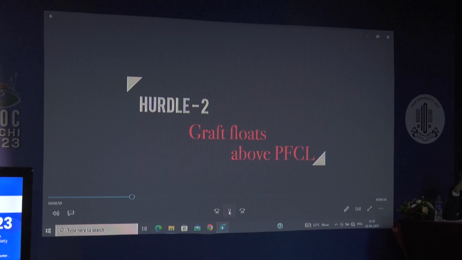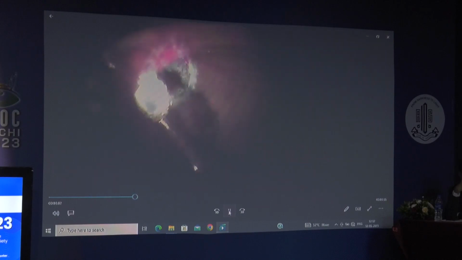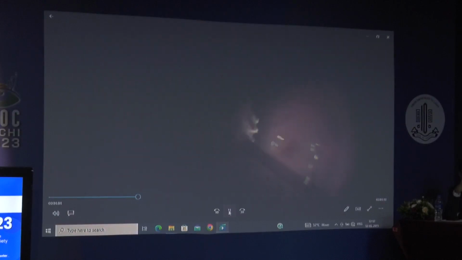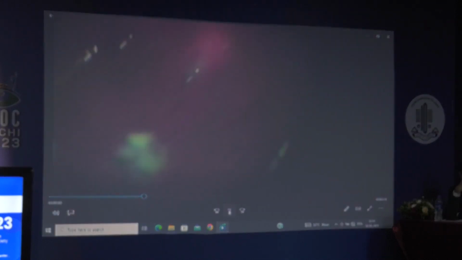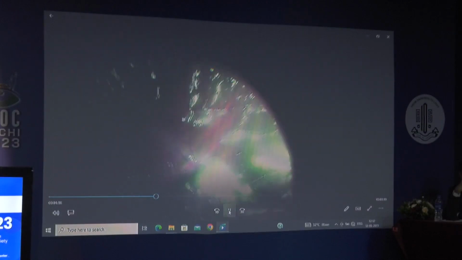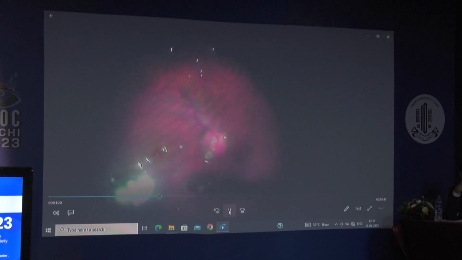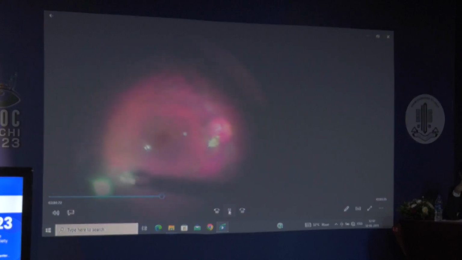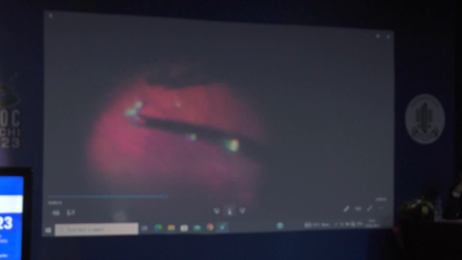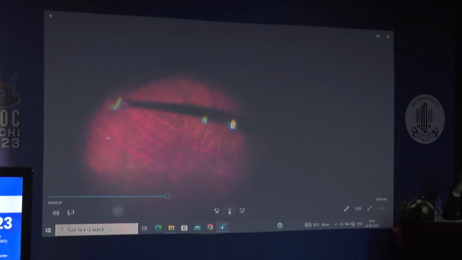Second hurdle that often we face is if the graft floats above the PFCL. Now ideally it should be below the PFCL. Here there's another situation where I'm trying to chase the graft and the graft is merrily moving around on the PFCL bubble. It's quite like a Tom and Jerry chase. Finally, I'm able to corner it and then tackle it down.